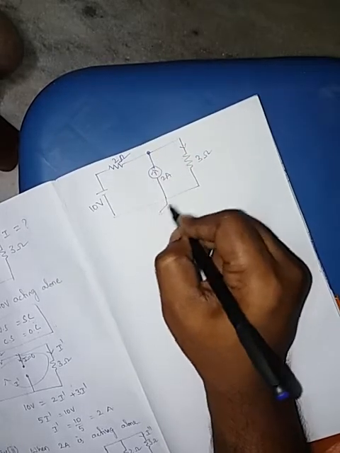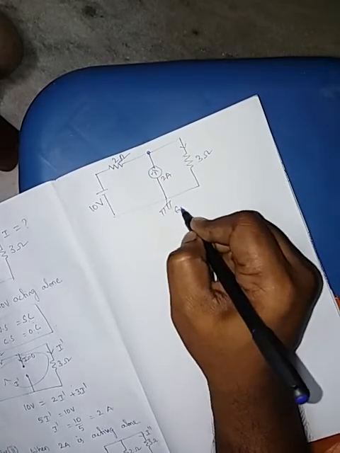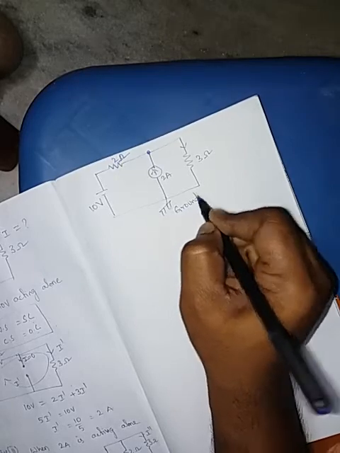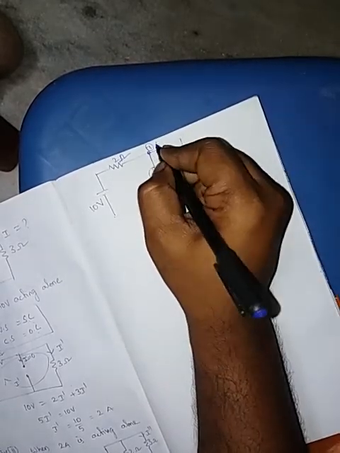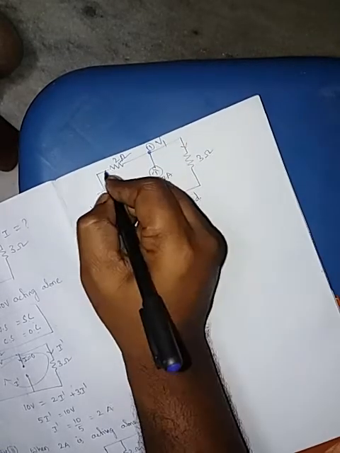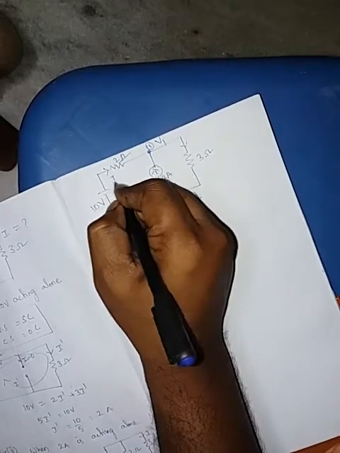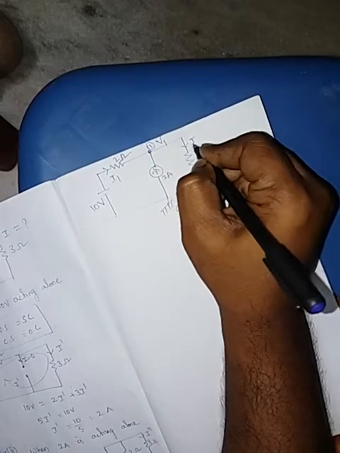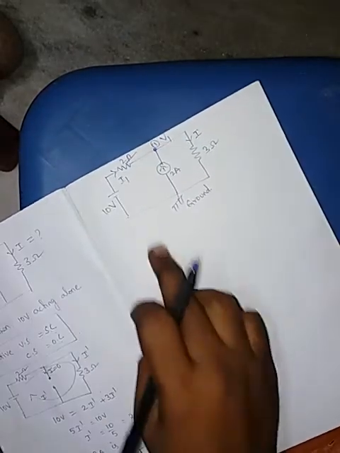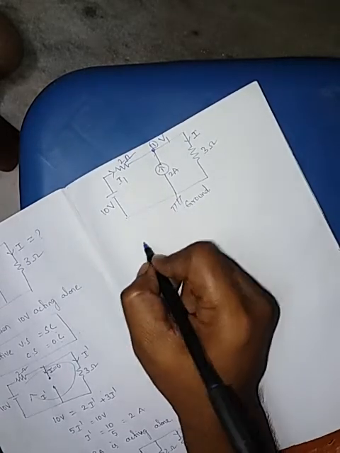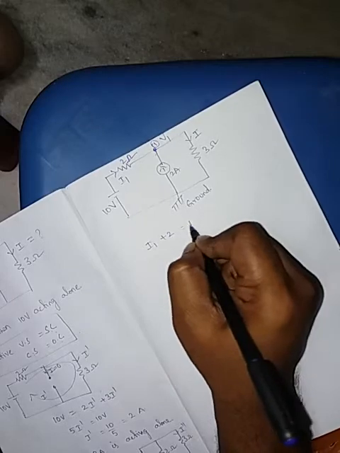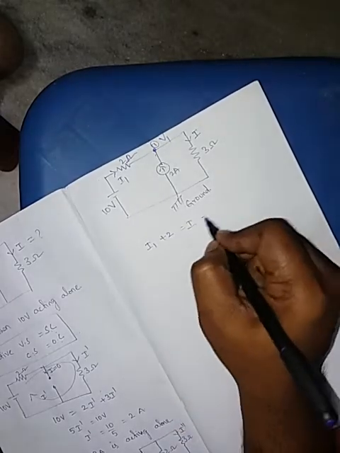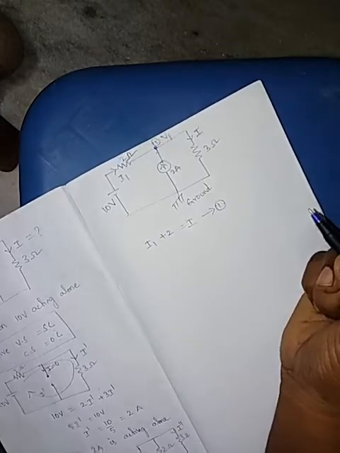This is one node, this is ground. Let this node voltage be V1. Let this current be I1. The unknown current which you need to find is I. If you apply the KCL at this node, incoming currents are equal to outgoing currents. That is I1 plus 2 is equal to I. This is one equation.